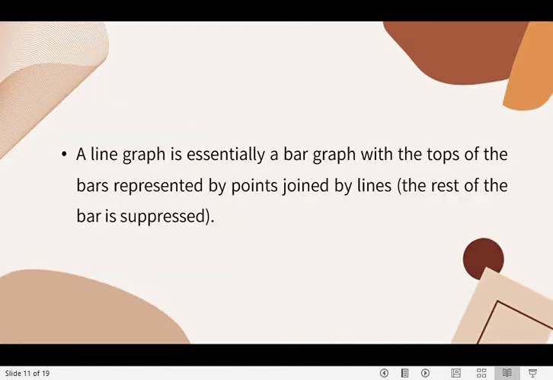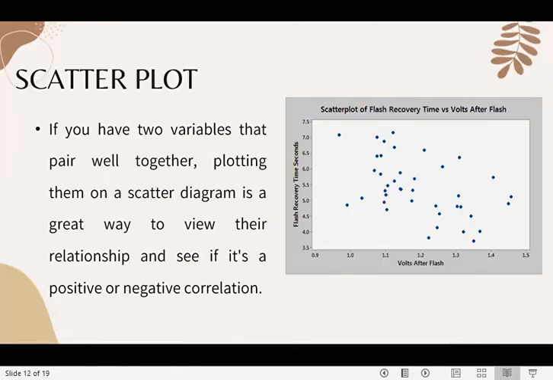A line graph is essentially a bar graph with the tops of the bars represented by points joined by lines. The rest of the bar is suppressed. So it is much more appropriate to just use the bar instead of the line graph. So this is the point that is being emphasized in this statement. You also have here a scatter plot.